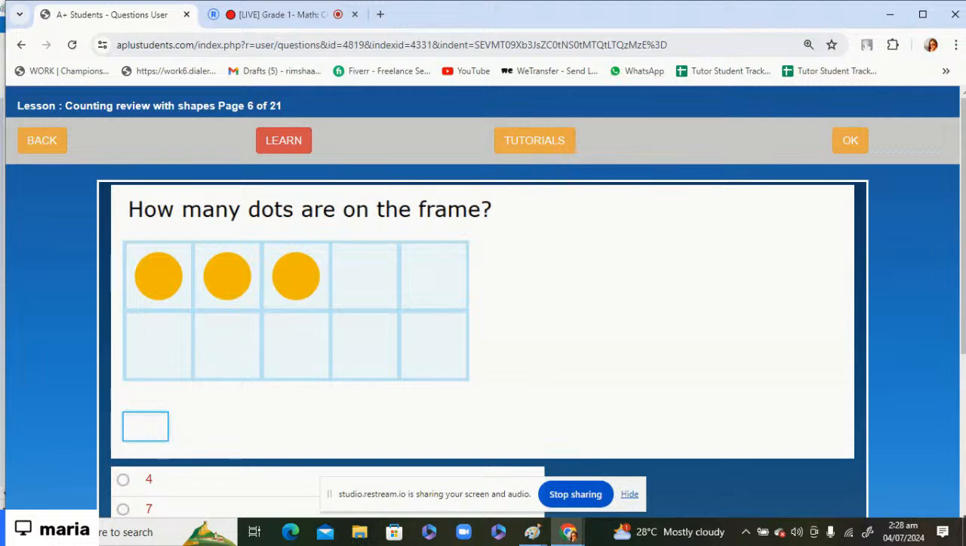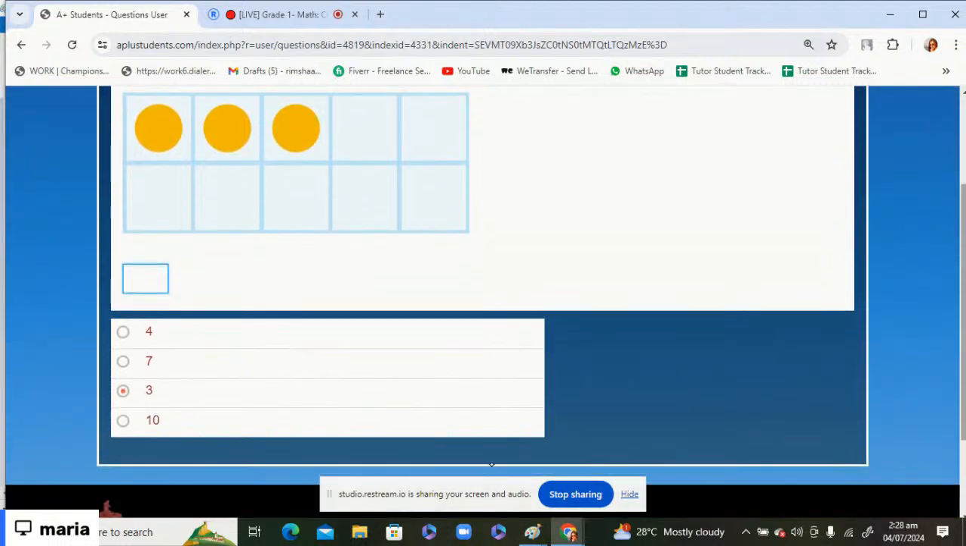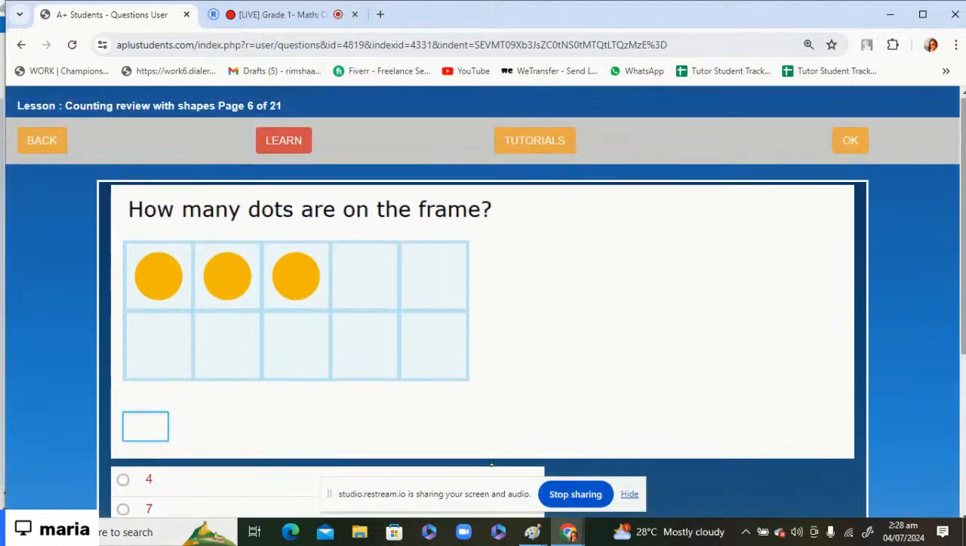So, how many total dots are on the frame? Let's solve this one. It's one, two, and three. How many total? That is three dots. So, we go with this option.